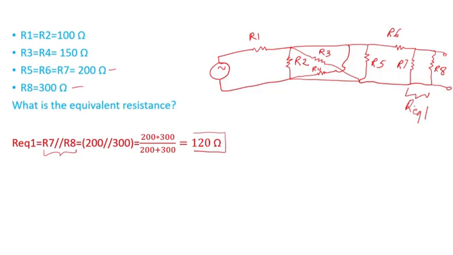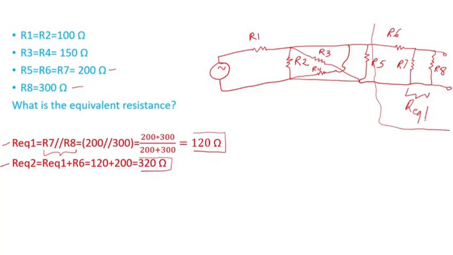Once I get this R equivalent 1, I notice that it's in series with R6. So now I'm going to get that equivalent resistance, which I'm calling R equivalent 2. It's R equivalent 1 plus R6. If I do the math, it's 320 ohms. So basically, up to here, I got the equivalent resistance, which is R equivalent 2.